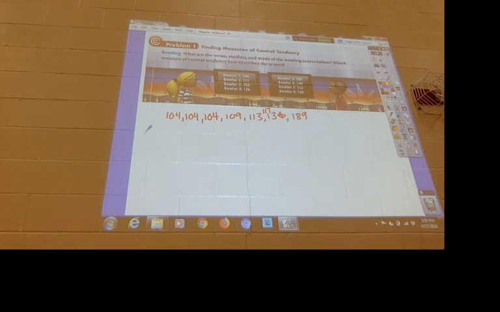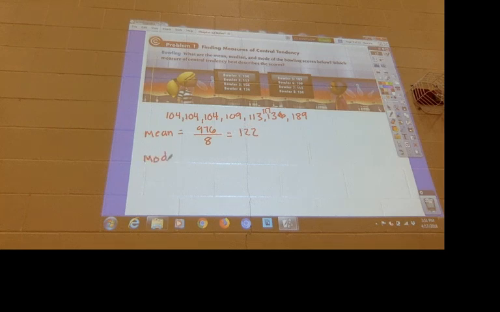To find my mean, what do I have to do? Add them all up and divide. When I add them all up, the total is 976. What do I divide by? 8. Where did I get 8 from? The number of bowlers. 976 divided by 8 equals 122, so my mean is 122. Does that look like it falls in the middle? Yes, a little bit.